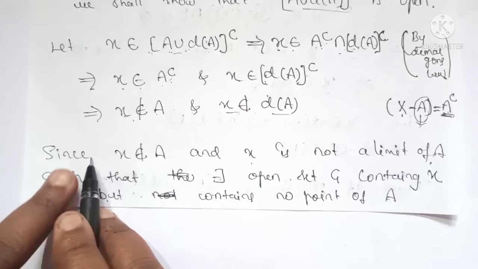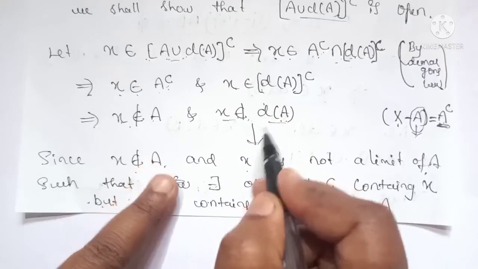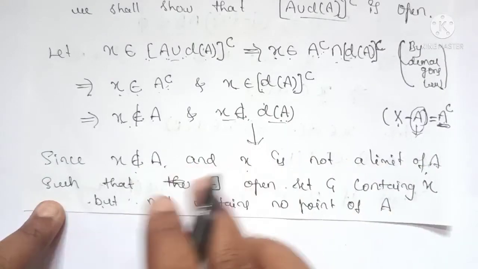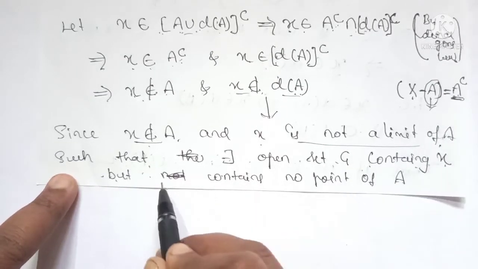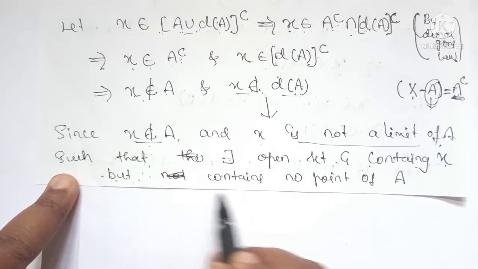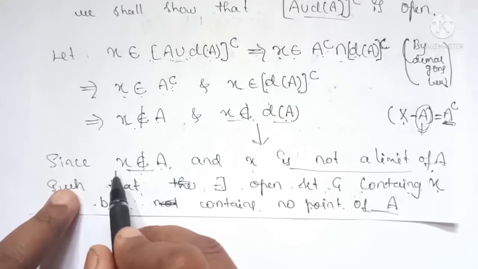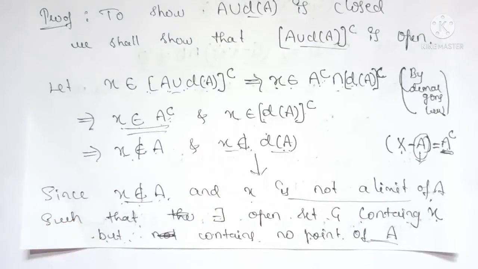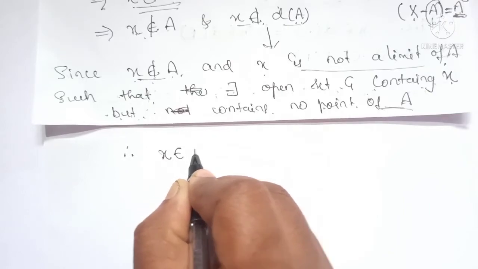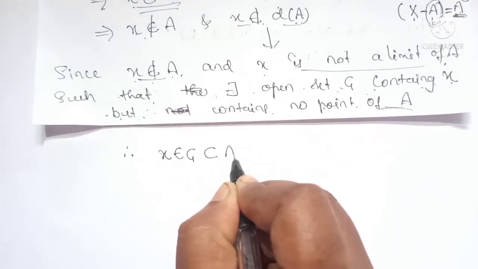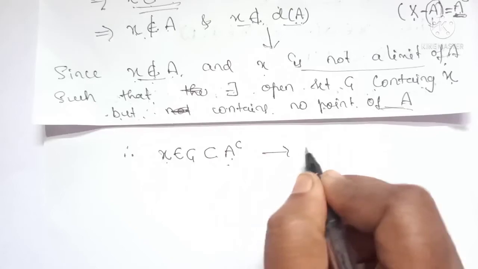Because x does not belong to A and x does not belong to the derived set, it means that x is not a limit point of A. So by these two we can say that there exists an open set G containing x but containing no point of A. Why no point of A? Because x does not belong to A, because x belongs to this complement. So therefore we can say that x belongs to open set G which is a subset of A complement. Why A complement? Because x belongs to the A complement. Consider this as equation 1.